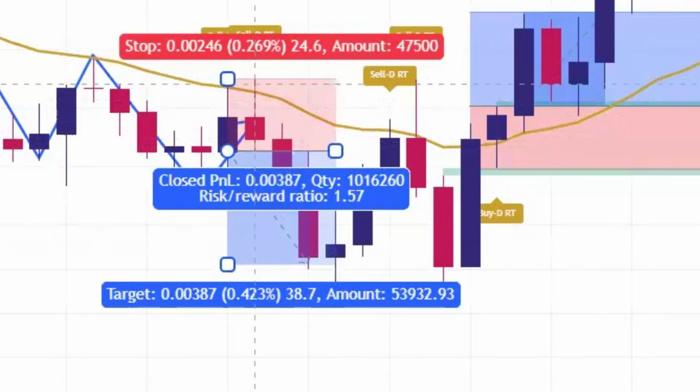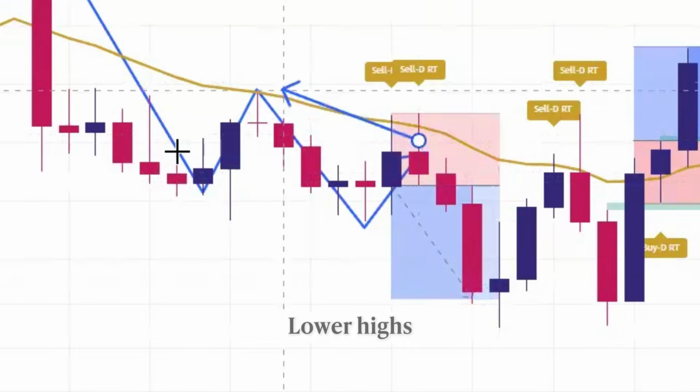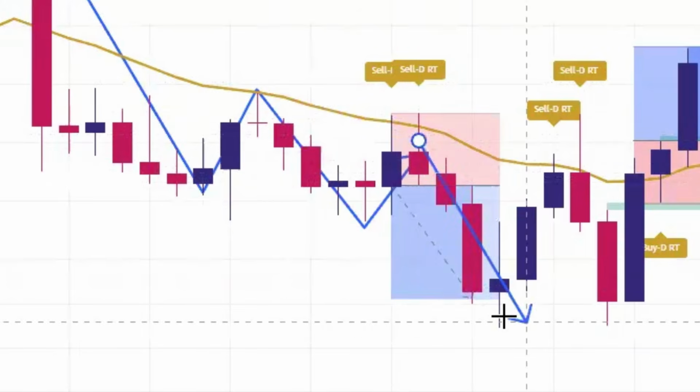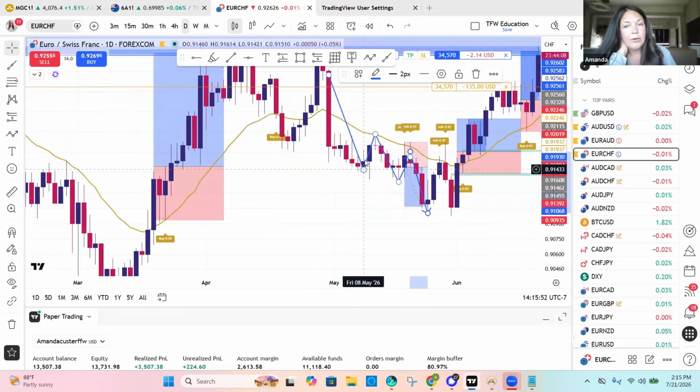Sell in that same little down pattern where it's creating lower highs, okay, and lower lows. So this is a healthy sell pattern. So we've got a high, a lower high, a lower low, a lower high, and even lower low.